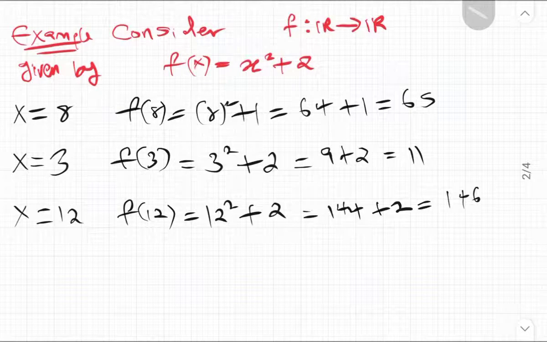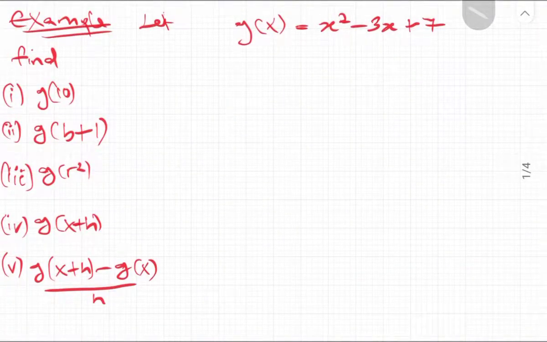All right, let's consider another example. Let g of x equal to x squared minus 3x plus 7. Of course, I told you initially that a function can be represented by f, g, h, or other letters, but the frequently used ones are f, g, and h. That was why we use g of x here.